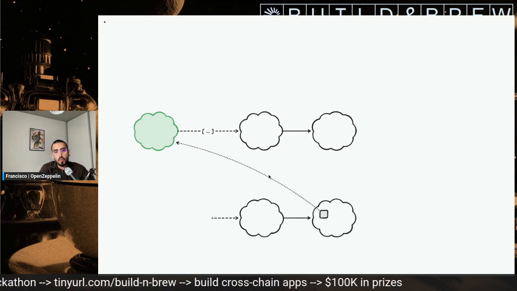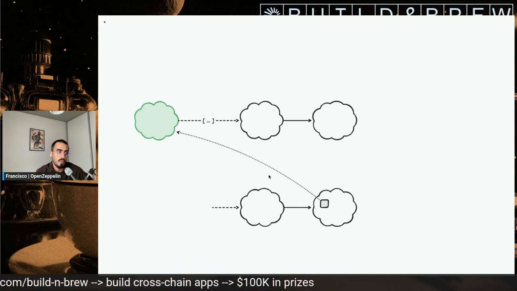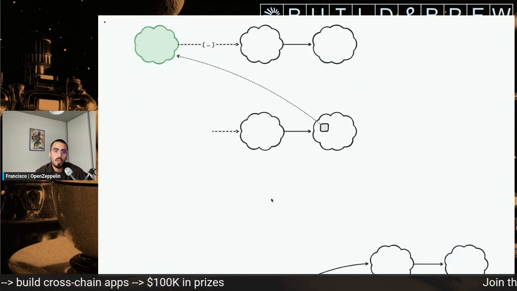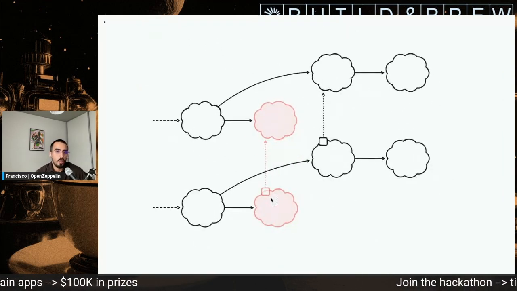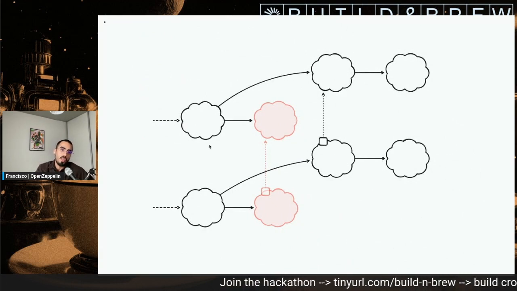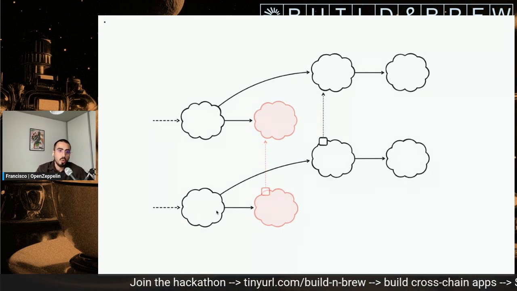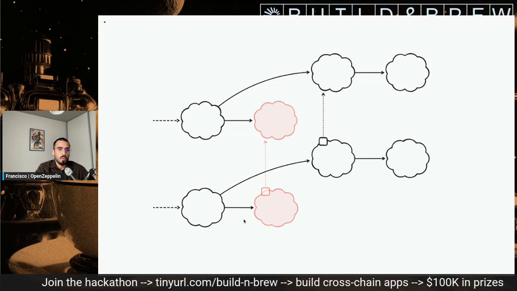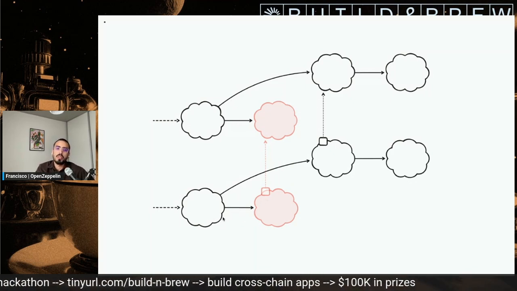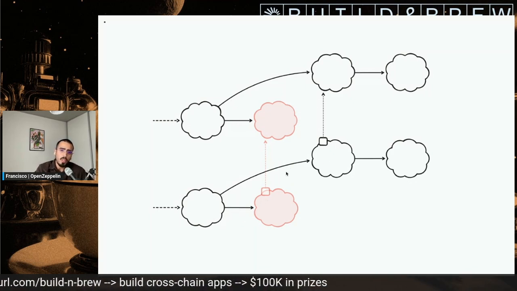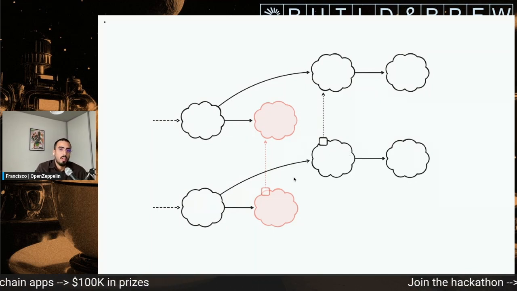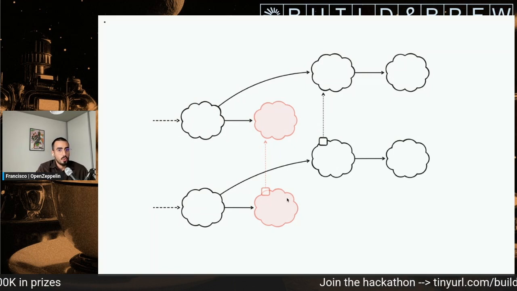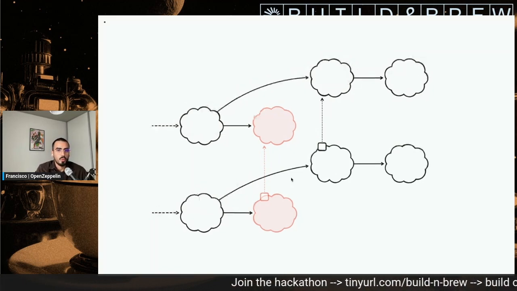And the other way that you can solve for this is to make the two chains reorg together. So in this case, when the chain above reorgs, the chain below is also going to reorg. So from the start, you're going to have to make a commitment to reorg together. This also solves the problem, and you don't have to read an old state, an old block here, to be safe.